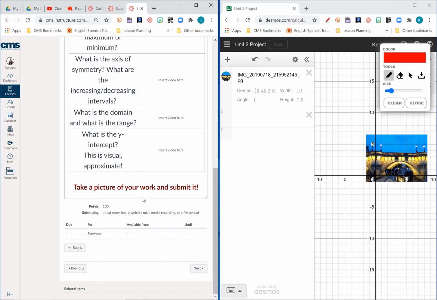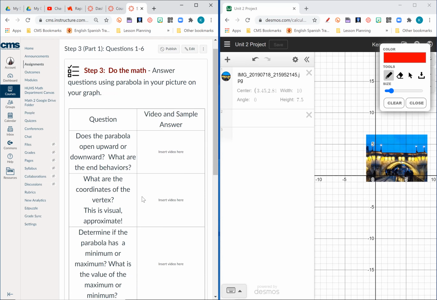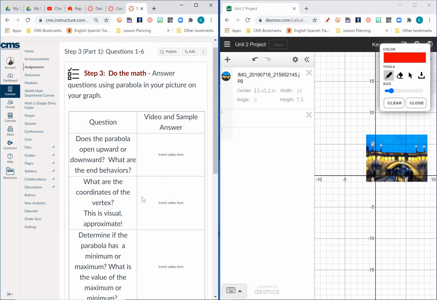And what are the increasing and decreasing intervals? What is the domain and range of the parabola? And what is the y-intercept? Again, this is visual, so we only need you to approximate. So here we go. Let's start with, does the parabola open upward or downward?